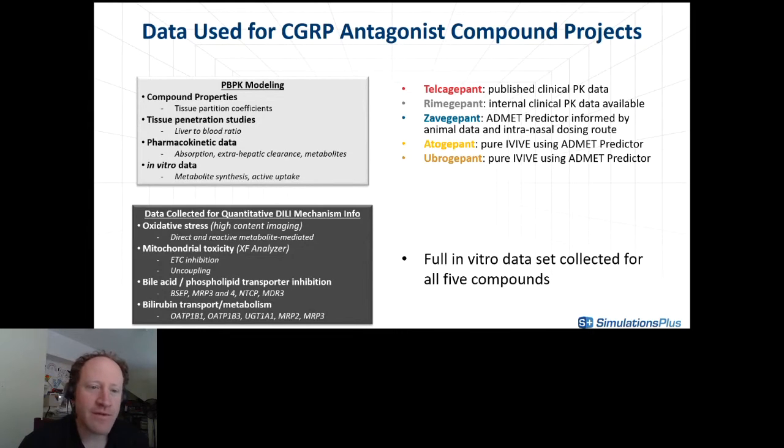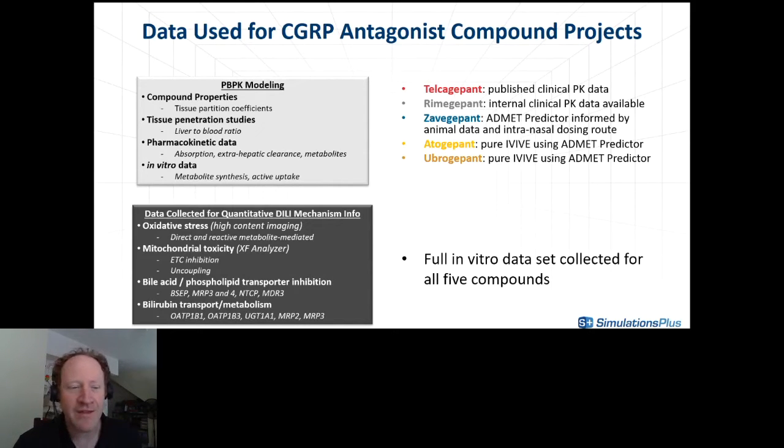I showed you the data slide earlier, gathering up those in vitro data sets. We were able to get all of the compounds. They bought the competitor compounds and gave us their compounds. Telcagepant's fairly well available. And we sent those off. We got our mechanistic input panel for oxidative stress, for mitochondrial toxicity, for bile acid transporter inhibition, giving us a nice full in vitro mechanistic toxicity data set for all of those five compounds.